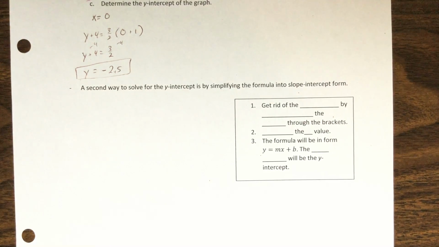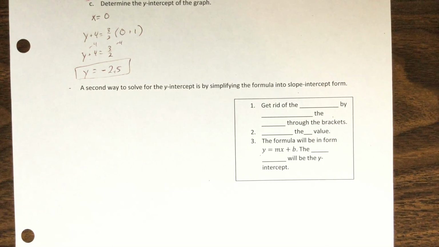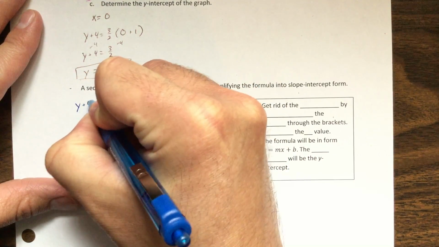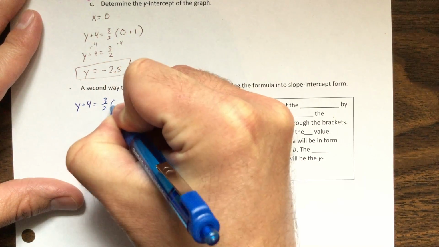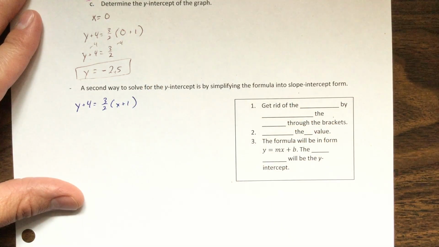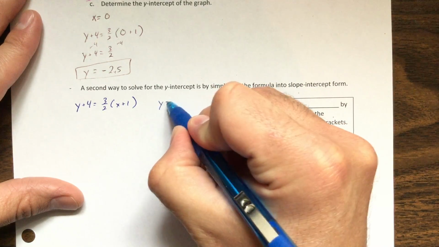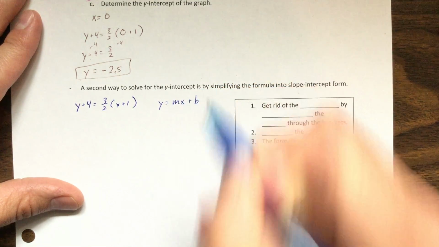A second way that we can solve for our y-intercept is to convert our equation into slope-intercept form. We can do this either way, and I'm going to show you that they're both exactly the same once we simplify it a little bit. We're going to use this equation and change it into y equals mx plus b.